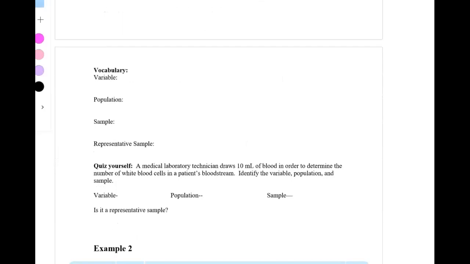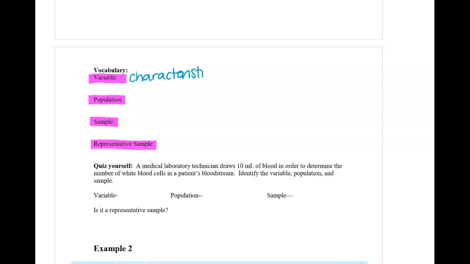So we have variable, population, sample, and representative sample. A variable is, sorry, just a little more writing, a characteristic that can be classified, counted, or measured.